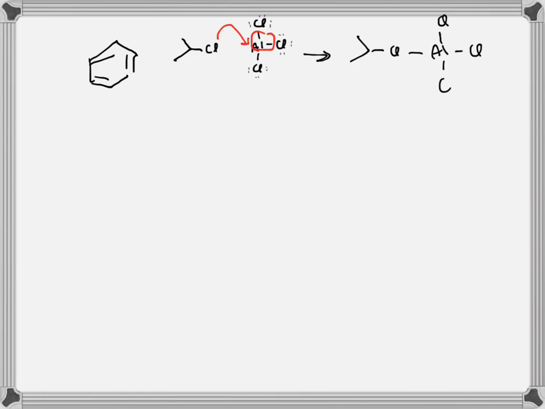The aluminum just gained electrons, so it's negative. Chlorine just lost electrons, so it's positive. Chlorine doesn't want to be positive, so we can shift some more electrons away, and what we end up finally generating, which we'll draw down below, will be our electrophilic carbon now.